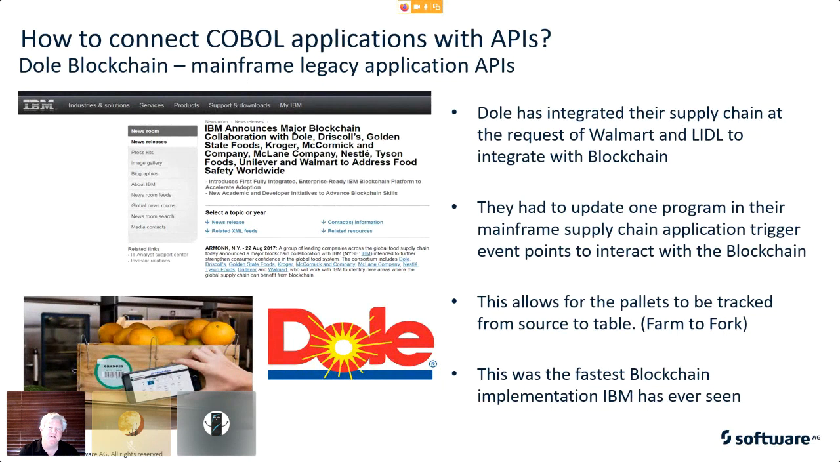IBM called it the fastest blockchain implementation that they had ever seen. If Dole had not done this quickly, they may have lost Walmart and Lidl as customers, and obviously no one wants to lose Walmart as a customer. So again, a small API change was able to ensure that their business continuity would continue, that their revenue streams would continue.